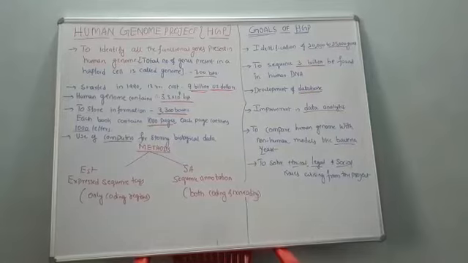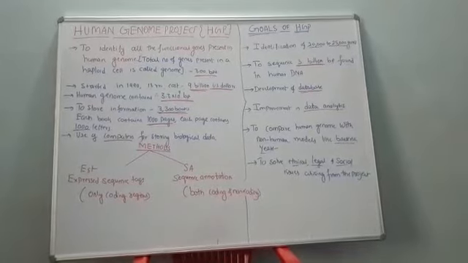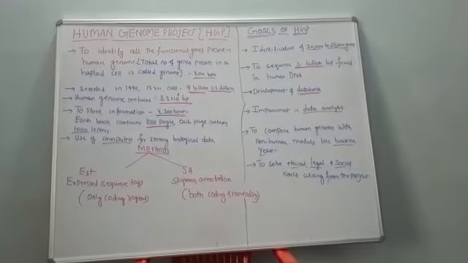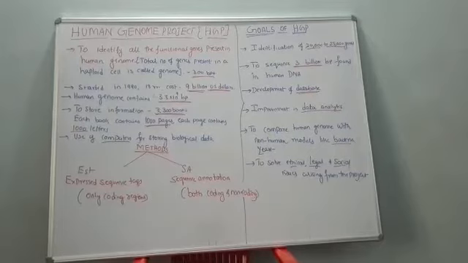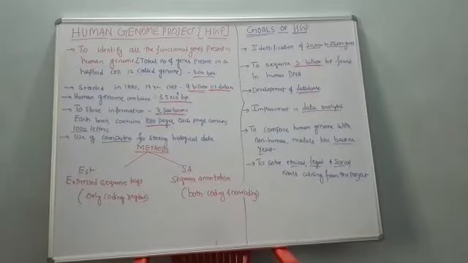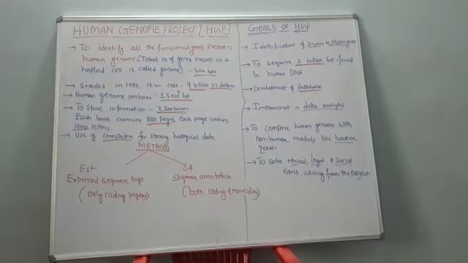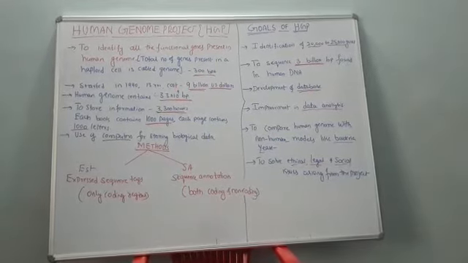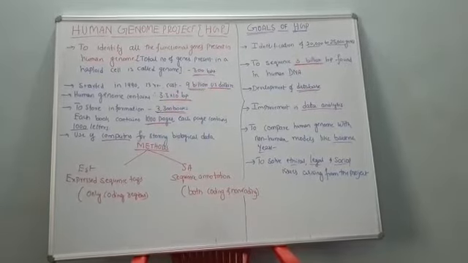And here is one more piece of data I wrote. The human genome contains how many base pairs? I have already studied this in the beginning of the topic: 3.3 into 10 to the power of 9 base pairs. So this is the data. To sequence all the nucleotides, all the base pairs, was the main aim of the Human Genome Project. So how to sequence all of these was the main aim of the project.